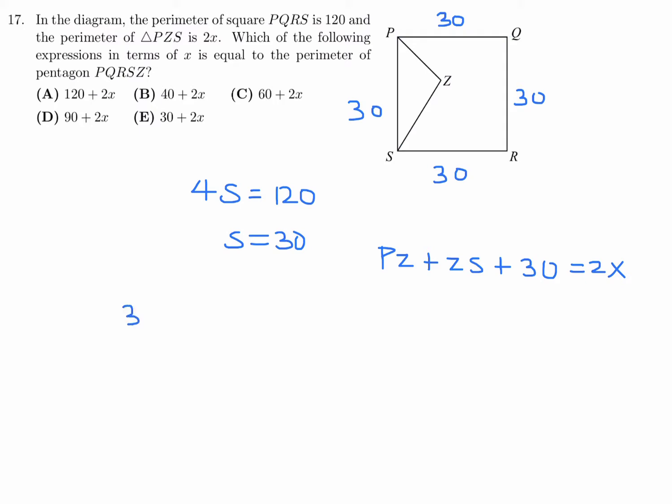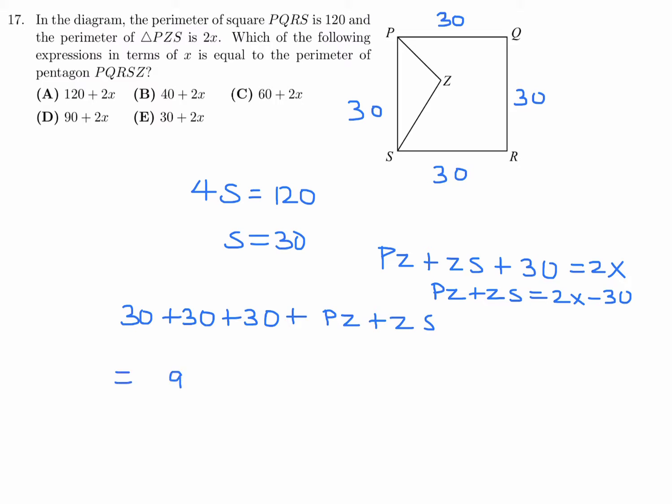And then they want you to figure out the perimeter of this pentagon, 5-sided shape. Well, that perimeter would be 30 plus 30 plus 30 plus PZ plus ZS, correct? Well, PZ plus ZS is here. We can isolate for that. PZ plus ZS is 2x minus 30. So let's substitute that there. So this looks like 90 plus this is 2x minus 30. So that's going to be 60 plus 2x. And that's it. So number 17, the answer is C.